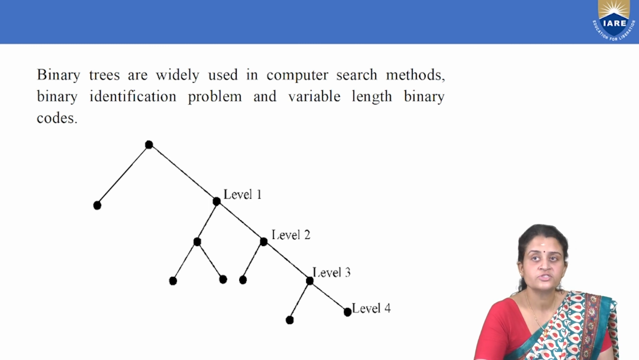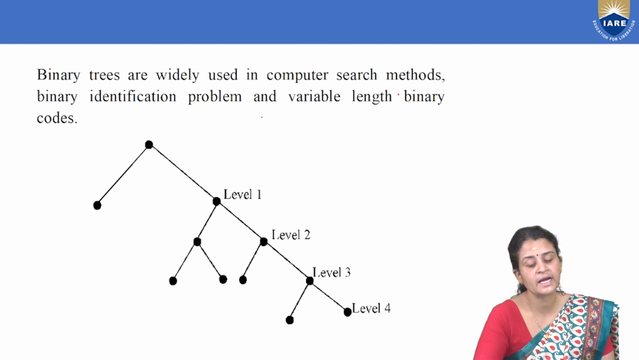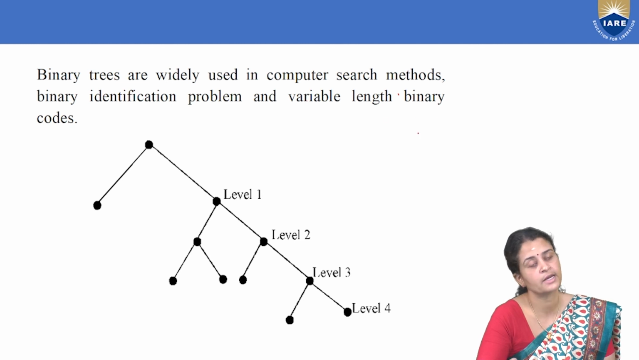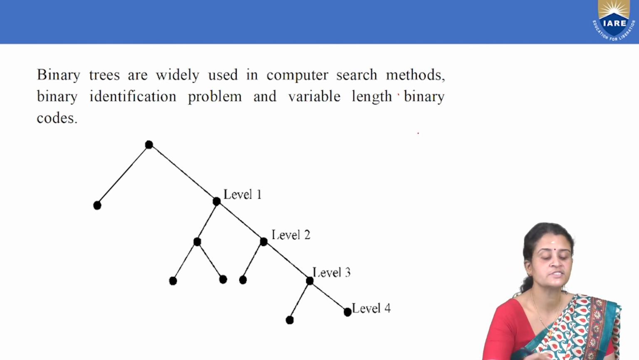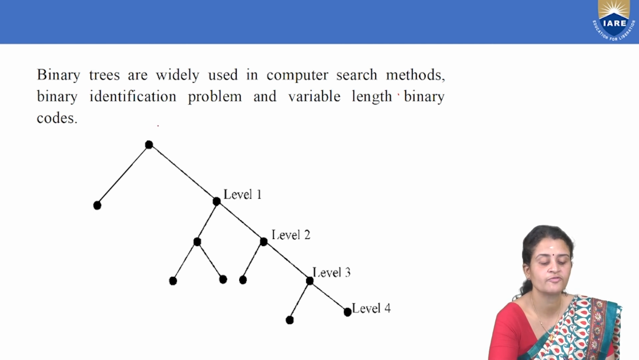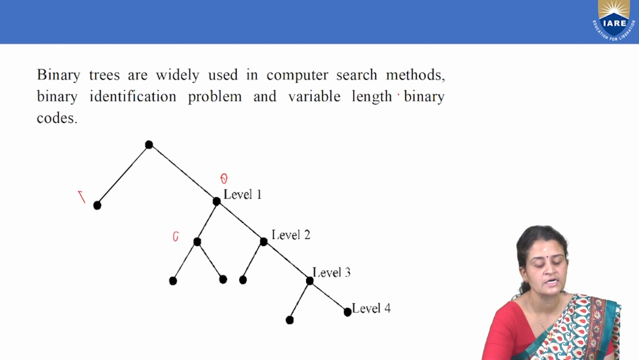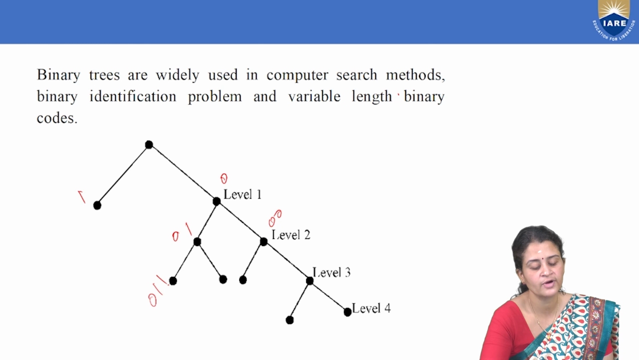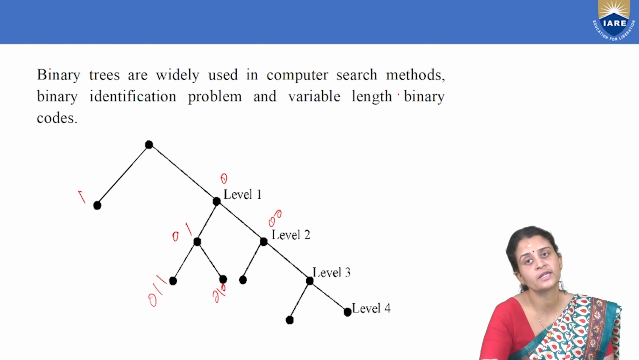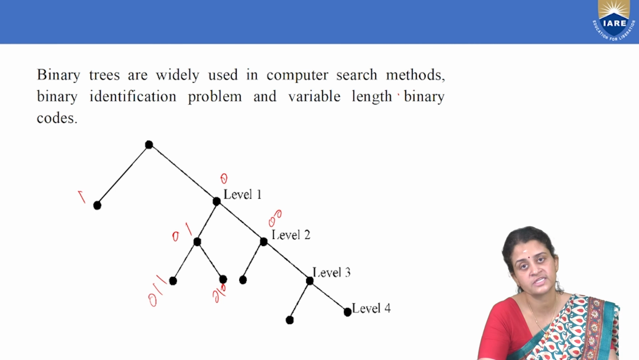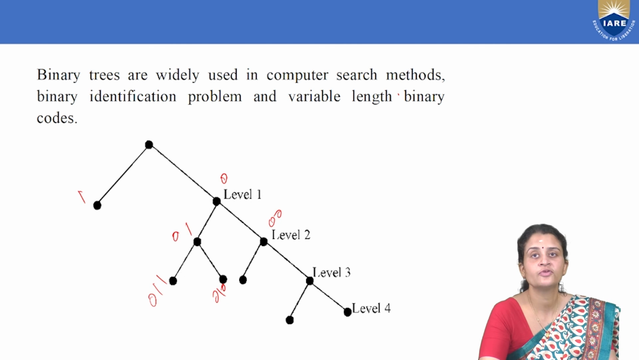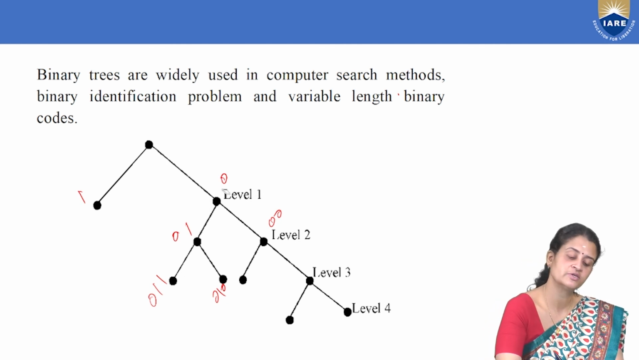Binary trees are widely used in computer search methods, binary identification problems, and variable length binary codes. While coming to binary codes, if we are starting from here, going to 1 here and 0 here, from here we can write 0, 1, and here it is 0, 0. And from here we can go to 0, 1, 1 and 0, 1, 0. So it can be used for representing variable length binary codes, and also for binary identification problems and binary search methods.